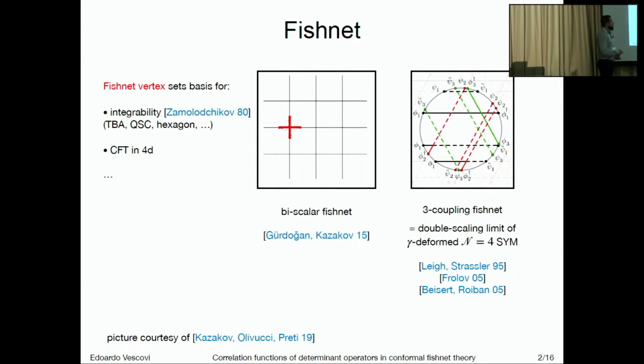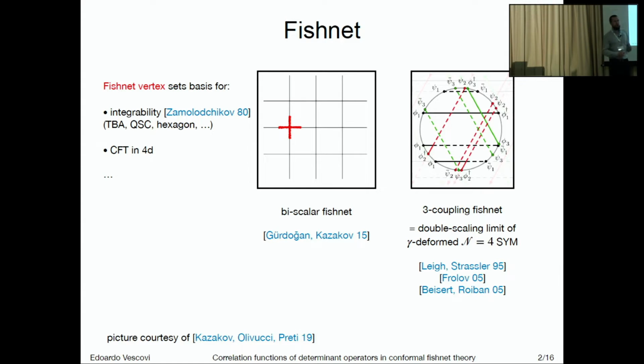And in turn, just to finish this review, this theory is a particular limit of a more general, very well-known theory, which is N=4 super-Yang-Mills with gamma deformations. If you go to a particular corner of the parameter space, you recover this beautiful fishnet. And again, you can go back by setting 2 couplings out of 3 equal to 0, and you go back to the bi-scalar fishnet.